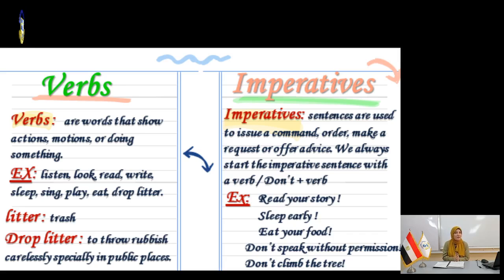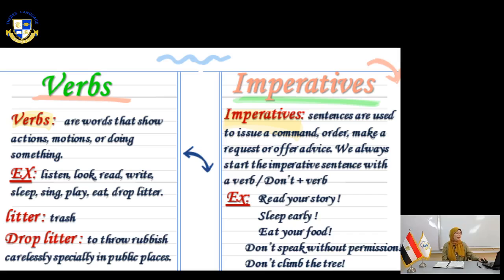What about the negative? Negative means not. So we are going to put don't before the verb. Don't look. Don't shout. Don't sleep. Don't eat. So I put don't before the verb. When it's affirmative form, I started the sentence with a verb directly, without any noun or personal pronoun. But when it's negative, which means not, I put don't and then the verb and complete the sentence.